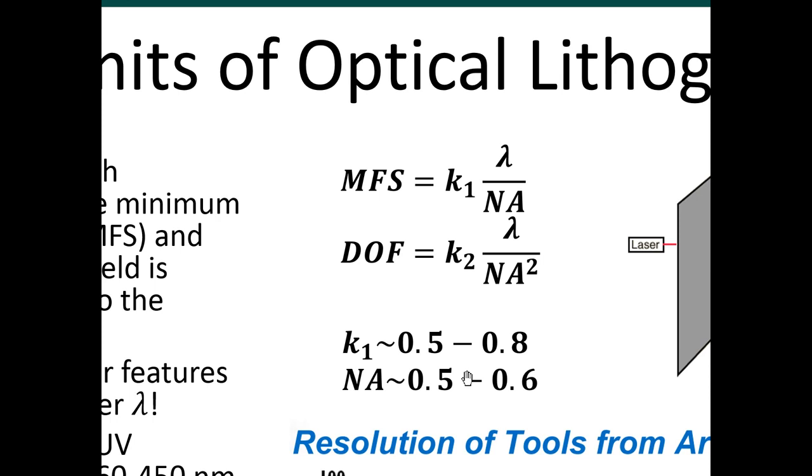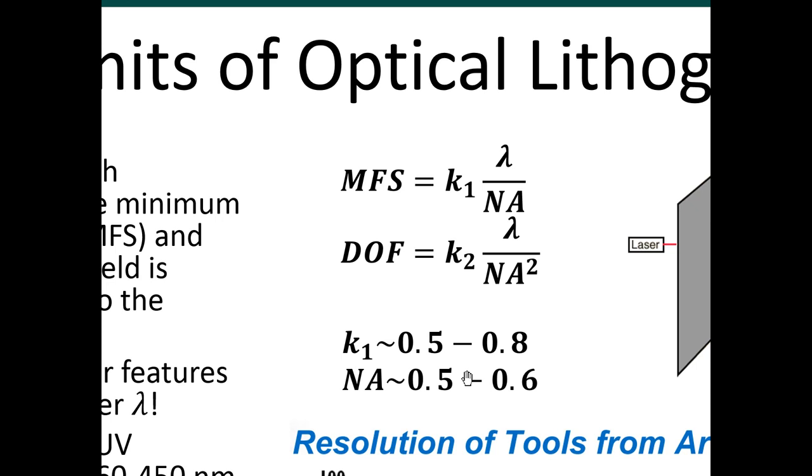In general, what they try to do, you notice that the numerical aperture is squared at the bottom, so it plays an important role there.